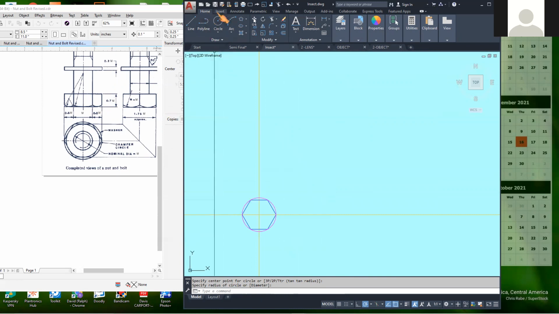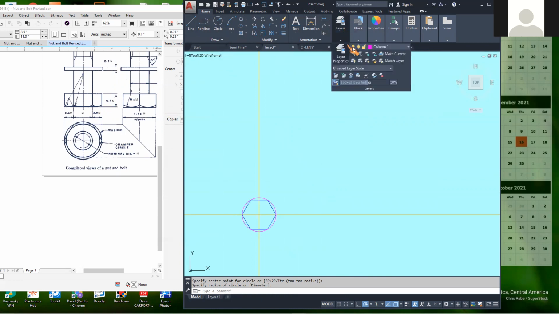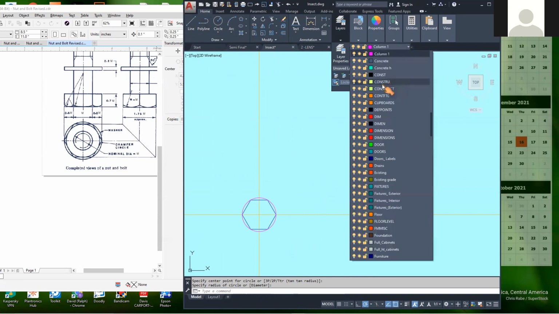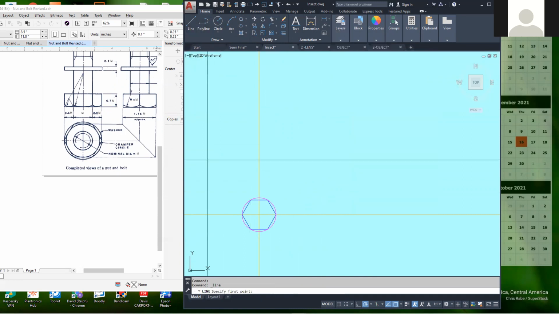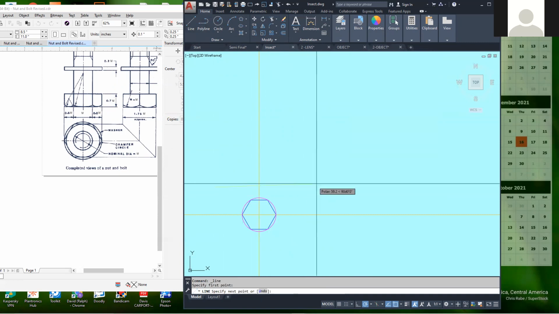Once you have your hexagon, you then move on to draw the elevation of it.